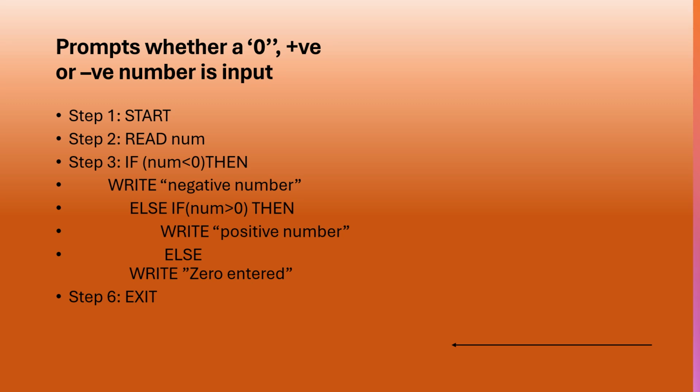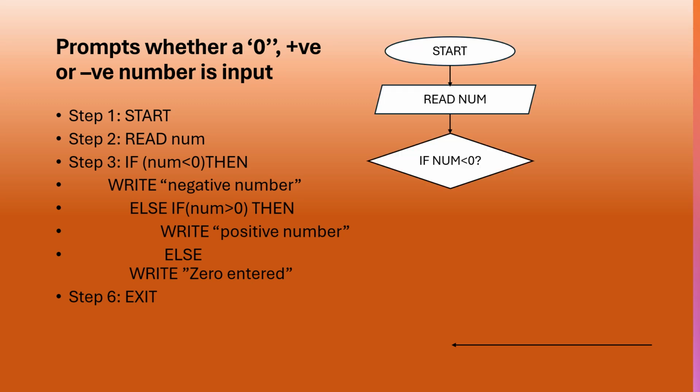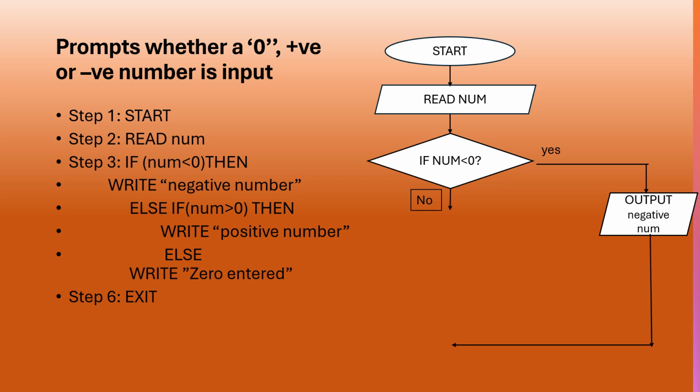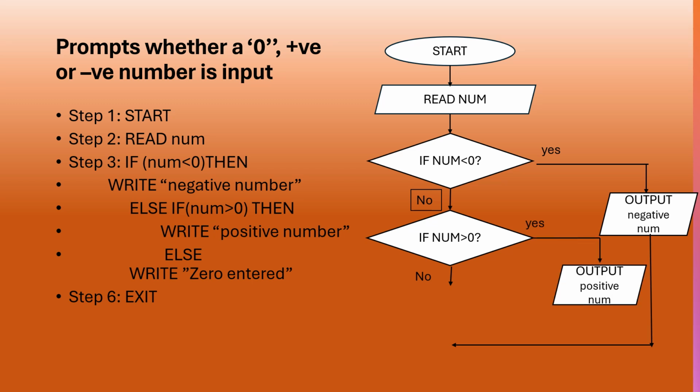Moving on to the formation of the flowchart of this program, we start off with the start by the oval, and then we create the parallelogram in which the number is read. If the number is less than 0, then a yes would give a negative number. If it is greater than 0, then it will give a positive number. And if neither of them is true, that is, both of them proceed to their no condition, then obviously a 0 was entered, hence output 0. And then this program moves on to the exit stage.